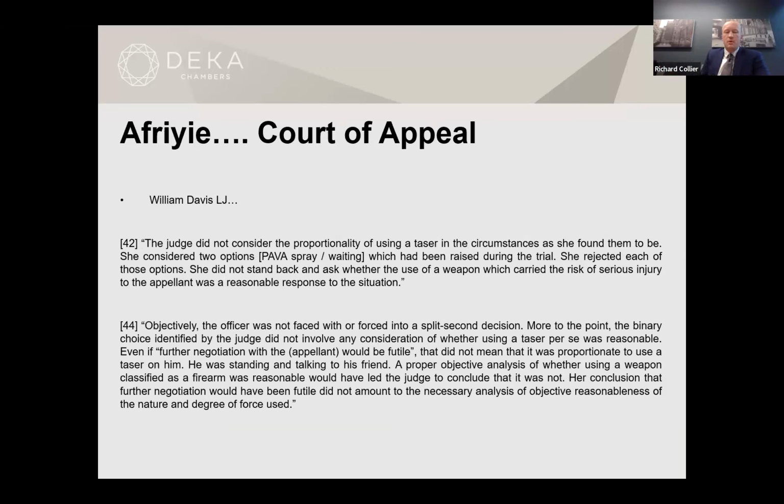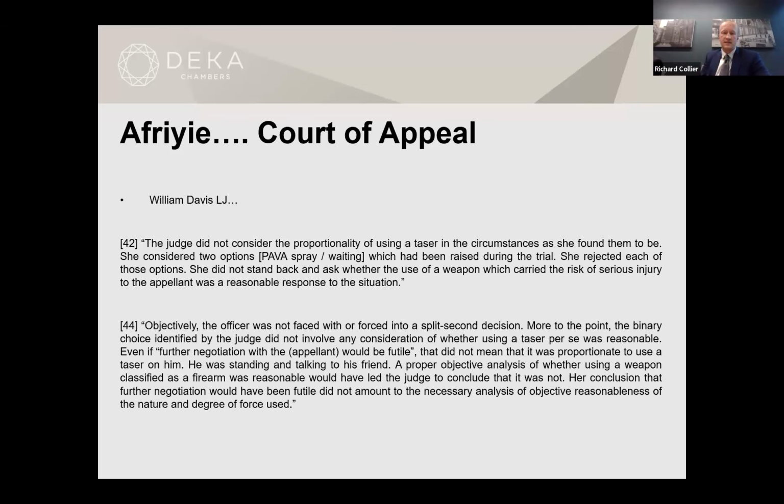Now, I think the key point of the reasoning is at paragraph 42 there, which is saying that, well, Mrs Justice Hill didn't consider the proportionality of using the taser. What she did was to consider two alternative options, of PAVA spray and waiting, which she rejected, essentially being that the PAVA spray also involved a significant risk of injury, principally because the claimant, when sprayed, may then stumble out into the road and be hit by a car. And in terms of waiting, it would be futile because the claimant's already made absolutely clear that he will physically resist arrest.